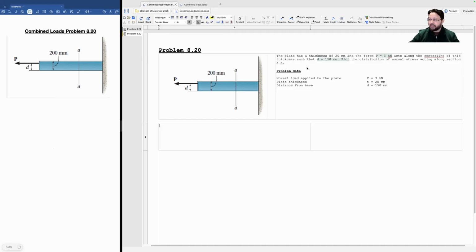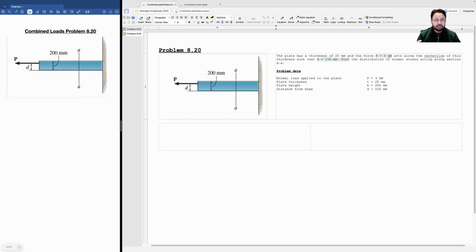I have extracted some data from the problem. It says that this is the normal load applied to the beam, P. I have the thickness, and I have the distance from the base, and I should add here also the plate height, like this. I'm going to call it H, and that's going to be those 200 millimeters. There we have. On the right side, I have the drawing, so I can make some annotations and everything.